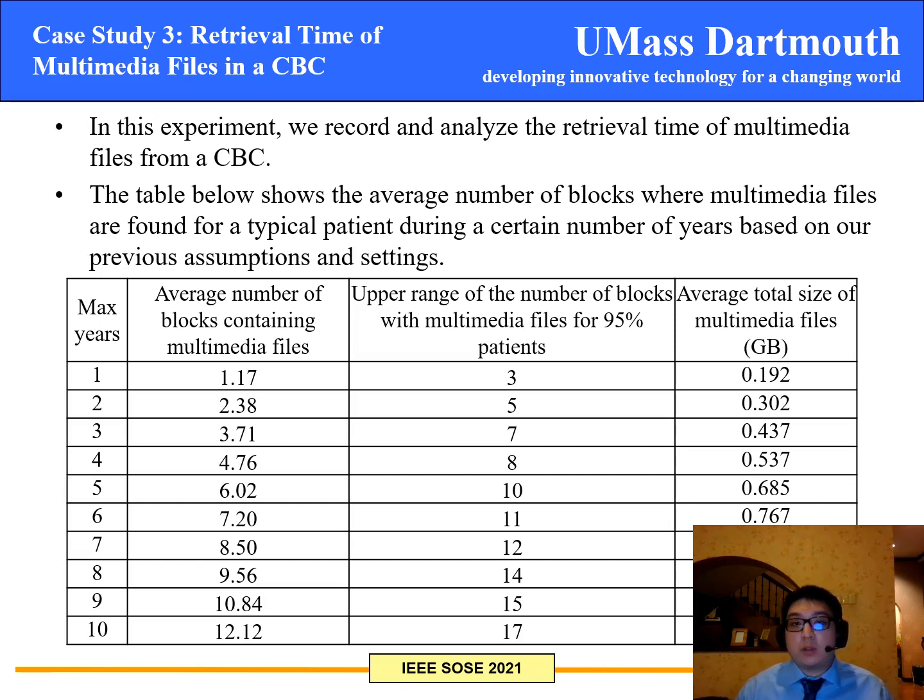The table also includes the upper range of the number of blocks with multimedia files that 95% of patients are predicted to have. Finally, the average total size of multimedia files is also recorded on the table. Note that this number refers to the multimedia files present in the number of blocks presented in the upper range section, and not the average number section.